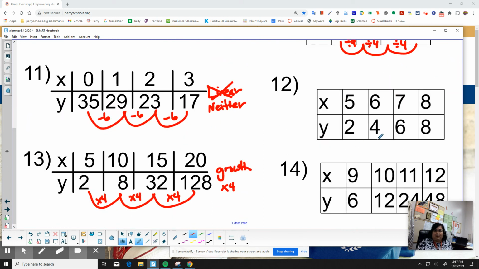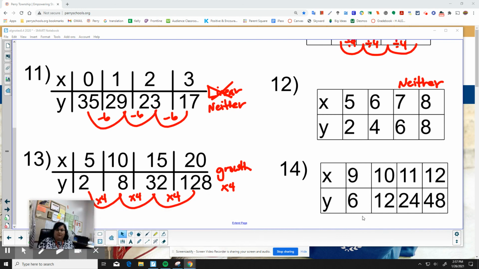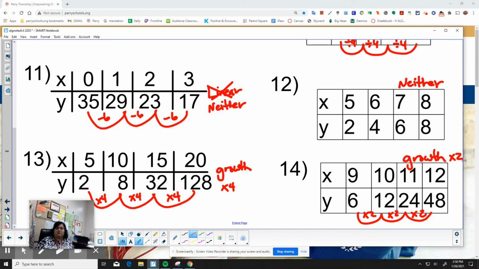And 12 looks like we're adding 2. This is linear, so I'm going to put neither. It has a slope of 2 over 1. And then my last one, my picture's kind of in the way. Let's move it. So looks like we're multiplying by 2 here. Multiply 2, multiply 2, multiply 2. Yep. So that's a growth pattern. And I know that because my pattern on the y is times 2.